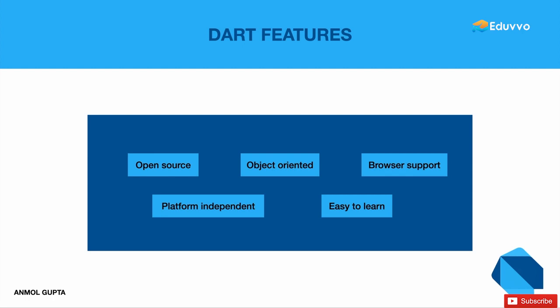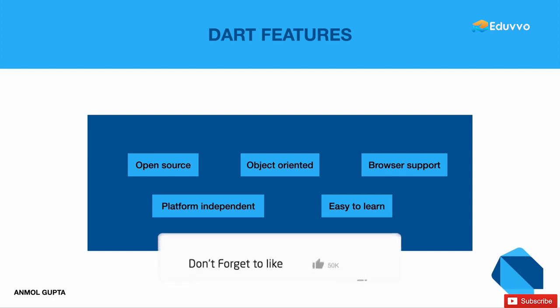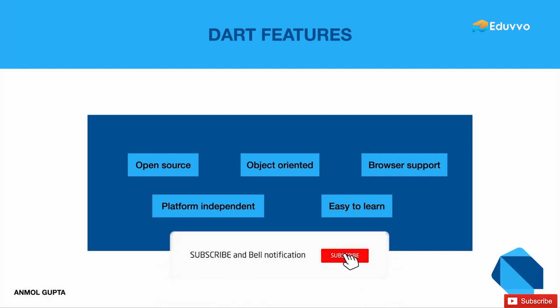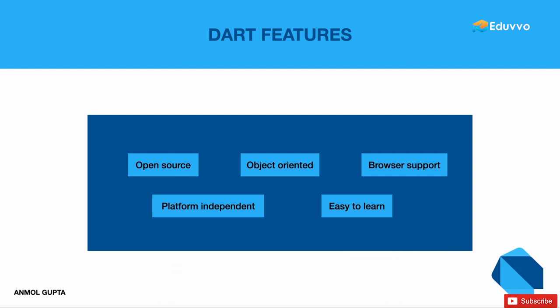The third feature of Dart is that it supports all web browsers, so we can execute Dart programs on any browser using the Dartpad tool. The fourth feature is that it is platform independent. That means it is supported on all platforms such as Windows, Linux and Macintosh. Dart uses its own virtual machine, the Dart VM, that helps us run Dart code on every operating system. And the fifth feature of Dart is that it is easy to learn.